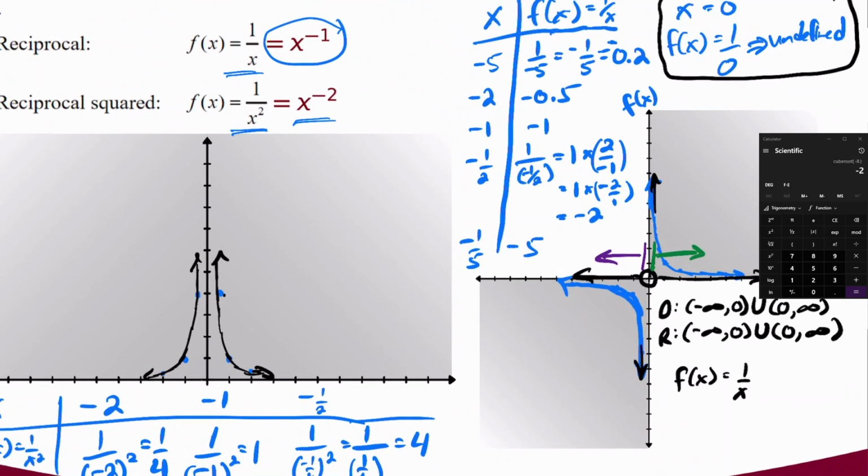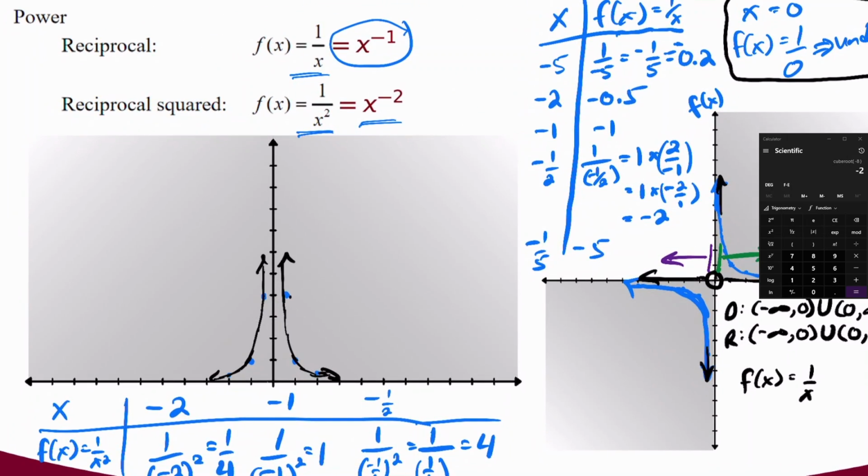Now, for the reciprocal squared, again, the domain is going to be very similar. I just cut that 0 out of the entire x-axis. And for the range, now there are no negative values in this particular case, so here I'm just going to say from 0 up to positive infinity.